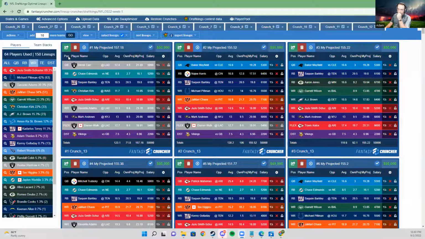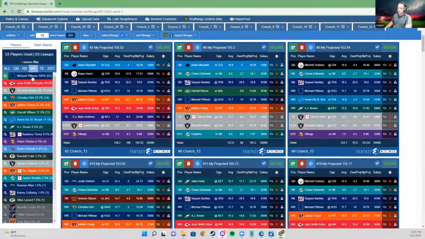So this is a lineup again. I ran 150 lineups for week one. We're 8 days out, things are going to be changing. I haven't adjusted any projections or done anything. In this case, I didn't even add the stacking rules. It's just straight out of the box. I see Michael Pittman's at 42%, and we'll use Pittman as the example.